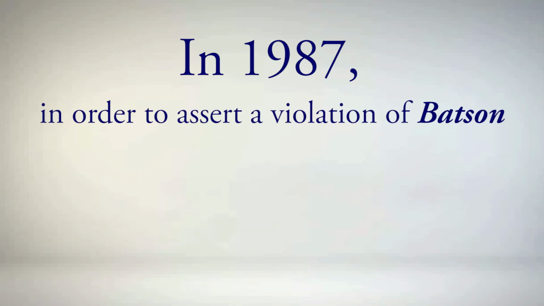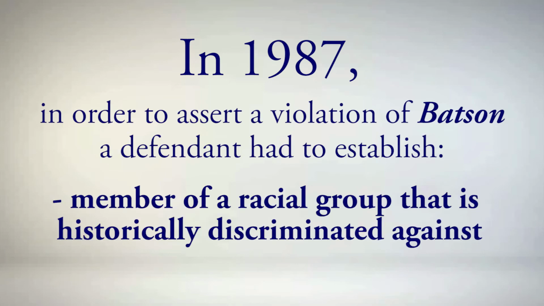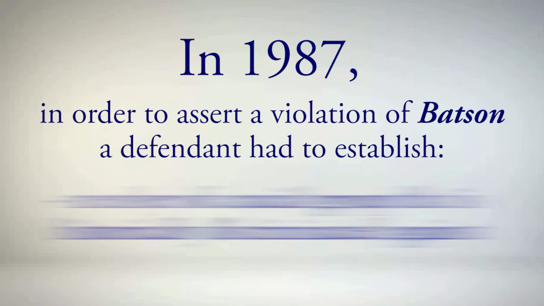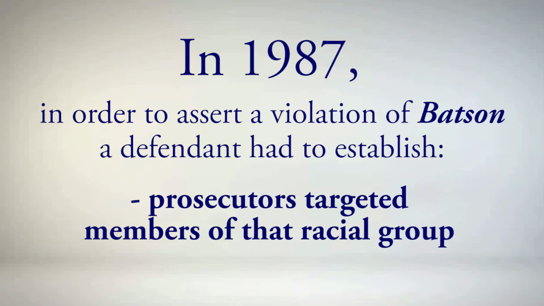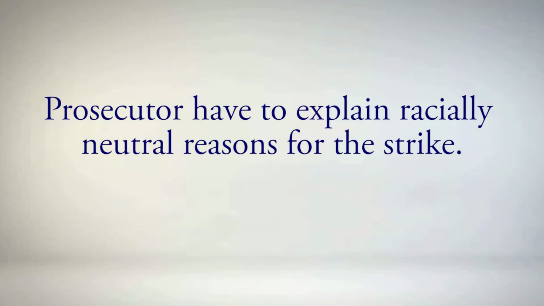A person who wanted to raise a successful Batson challenge had to establish that they were a member of a cognizable racial group that was historically subject to discrimination, and that prosecutors had excluded members of that group from the jury. When a petitioner successfully raised an inference of improper discrimination, primarily by establishing these two facts, the prosecution had a duty to come forward with racially neutral reasons for excluding members of that racial group from the jury.